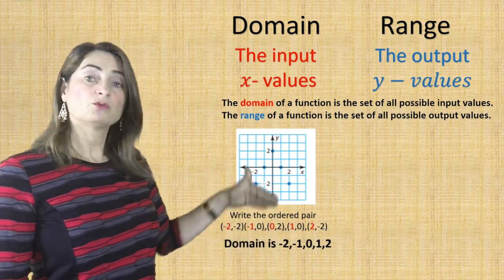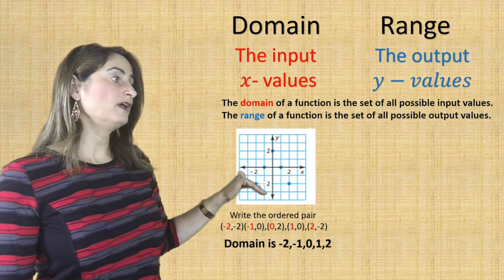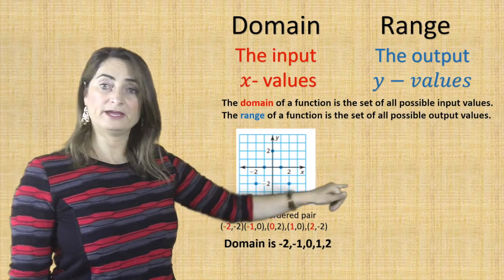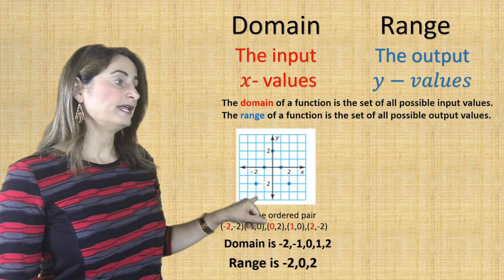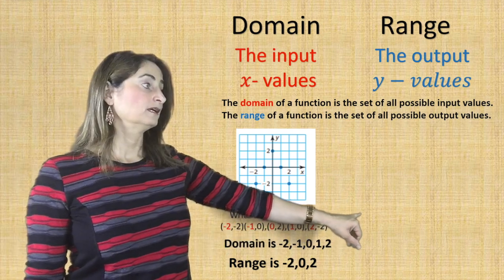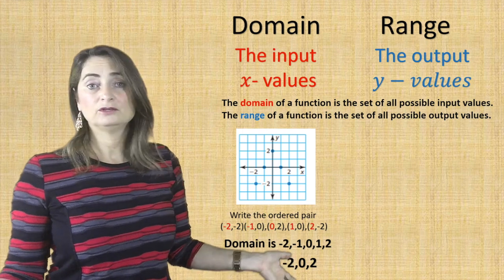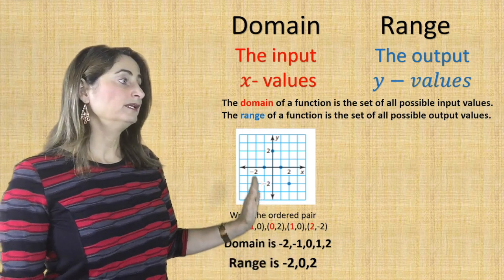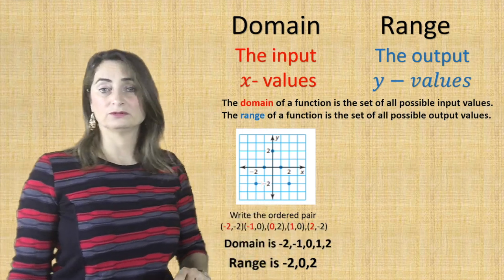The range is the y values. So what are the y values from the ordered pairs? So the y values are -2, 0, and 2. Do I need to repeat the 0 and then -2 again? No. So we know it goes from -2, 0, and 2 only.